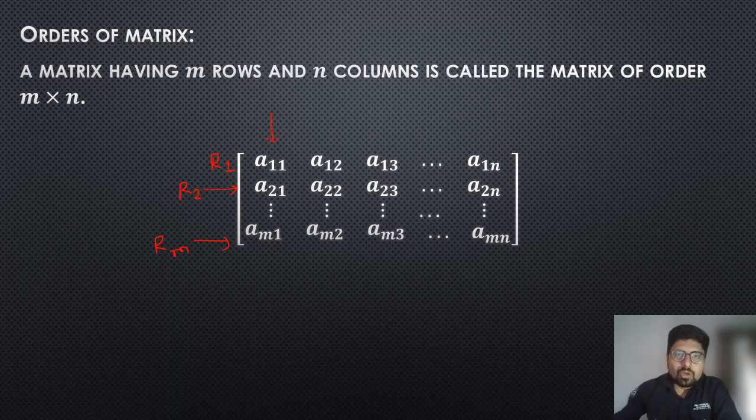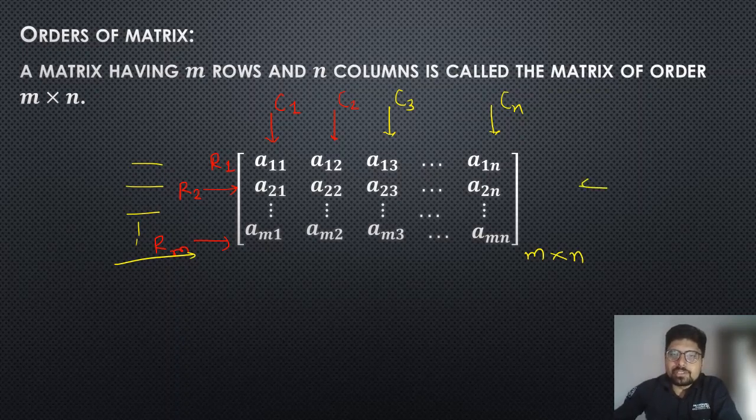These are called columns. So this is first column, I can write C1. This is column number 2. This is column number 3, I can write C3, and this is column number n. So this matrix has m rows, first row, second row, third row, and this is mth row. So m rows and n columns, first column, second column, and third column. So this matrix is of order m cross n. Let's move onwards.